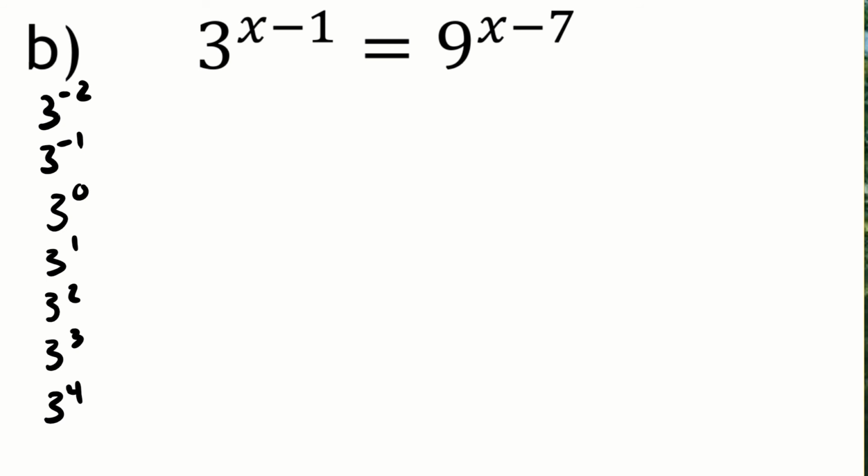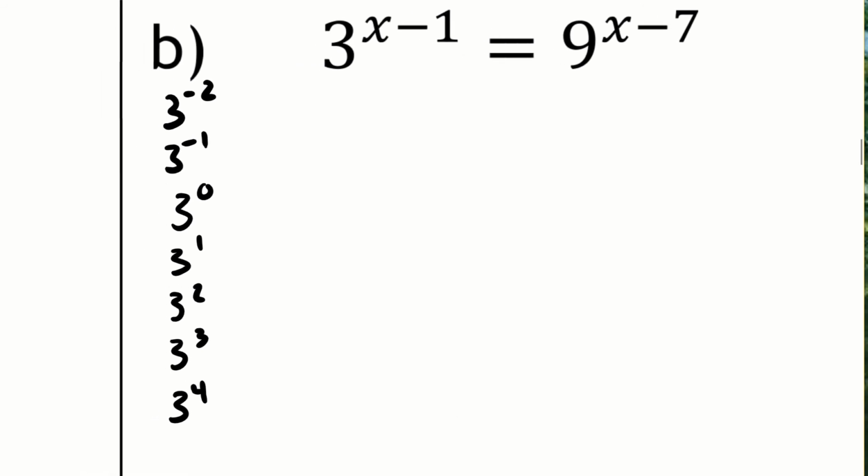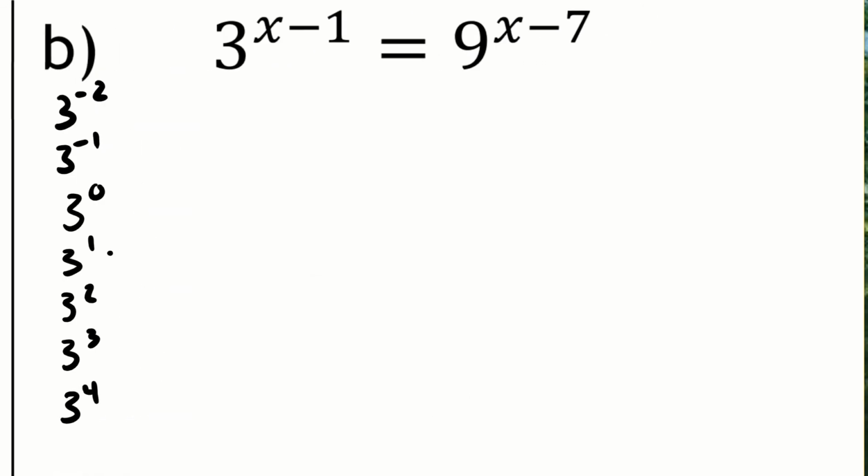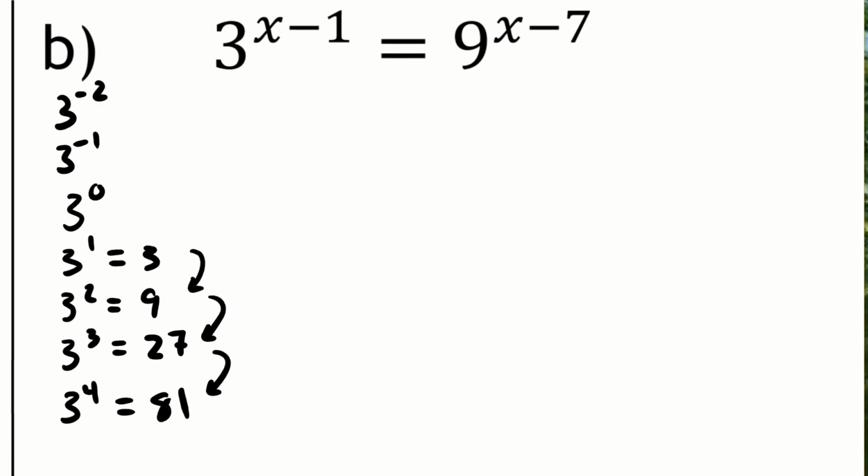If I start with 3 to the first, I know that 3 to the first is the number 3. 3 squared is 3 times 3, which is 9. 3 to the third is 3 times 3, which is 9 times 3, which is 27. So as I go down this list, I just multiply my previous term times another 3, and I get the new term, right? 3 times 3 gives me 9. 9 times 3 gives me 27. 27 times 3 gives me 81.